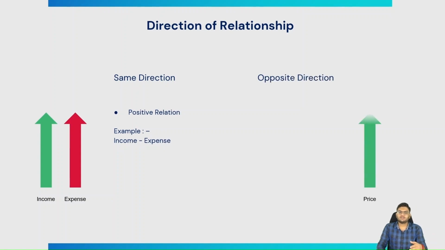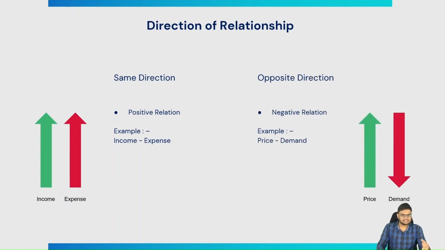Now on the other hand, if the two variables are moving in the opposite direction, then there is a negative relationship between two variables. For example, price and demand. If the price of Maggi increases, then the demand of Maggi will decrease as people will start buying its substitute like Yippee, ramen, etc. I hope you understood the first definition of correlation. Let's move on to the second definition of correlation.